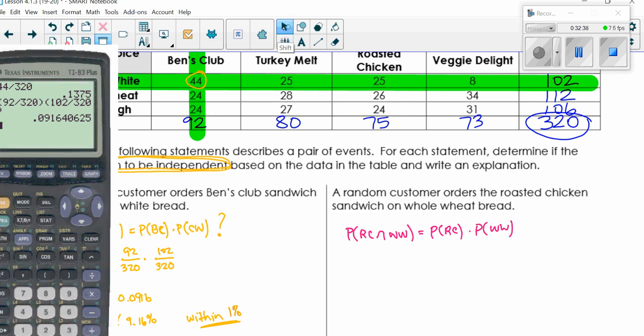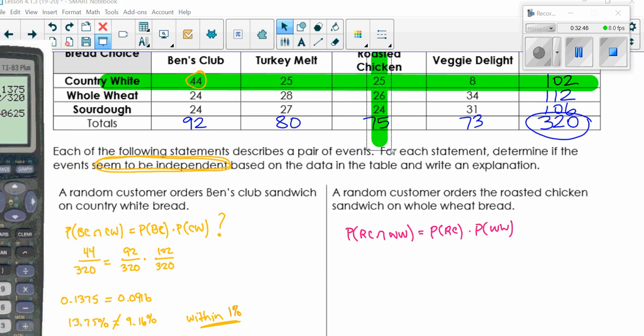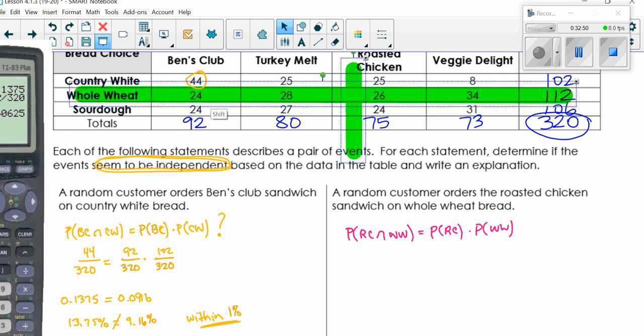I'm going to move this highlight to roasted chicken. Should be right here. And whole wheat, which is where here. Come on. Whole wheat. Oh my goodness. Sorry, I don't know what's going on right now. Come on. I'm gonna move this to roasted chicken.